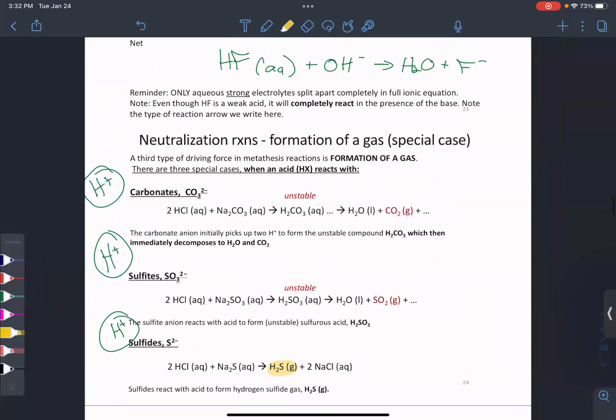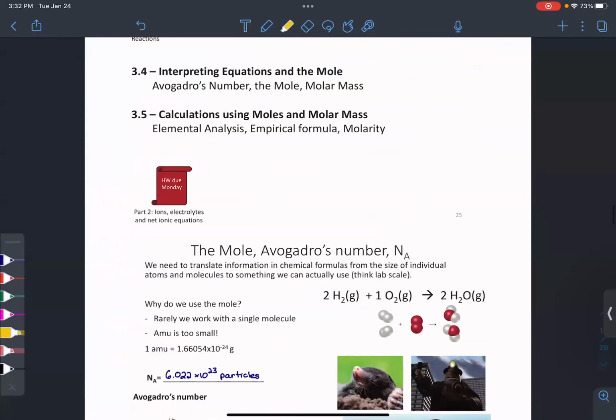All right, so that's balancing reactions and turning sentences and names into chemical formulas. It's quite hard, and it'll come with practice, hopefully. Okay, so we've got a little bit of time.